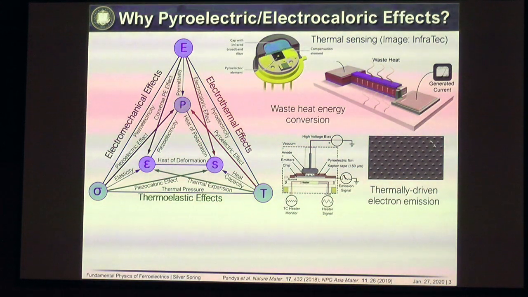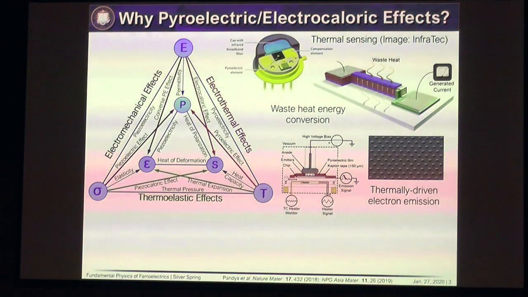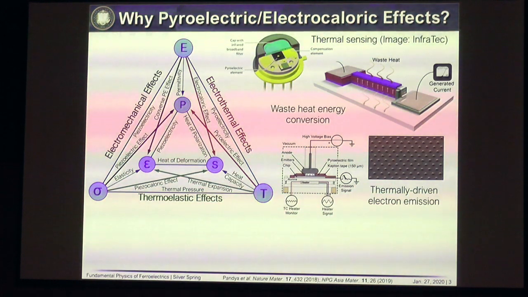Here's an example of some thermally driven electron emission systems. You can think about these as arrays of effectively AFM tips where we coated them with ferroelectrics and then drove them with really rapid temperature changes, and then electrons would spew out of the surface of these AFM tips. So you can do all these sorts of things.